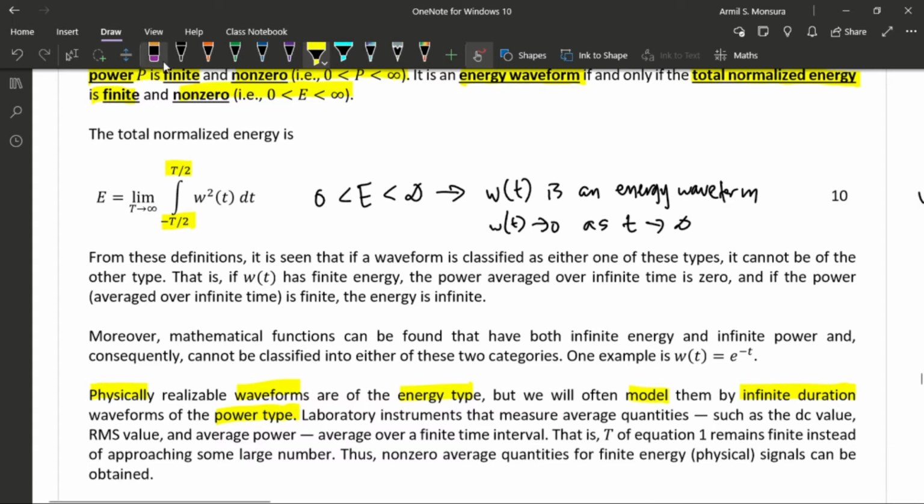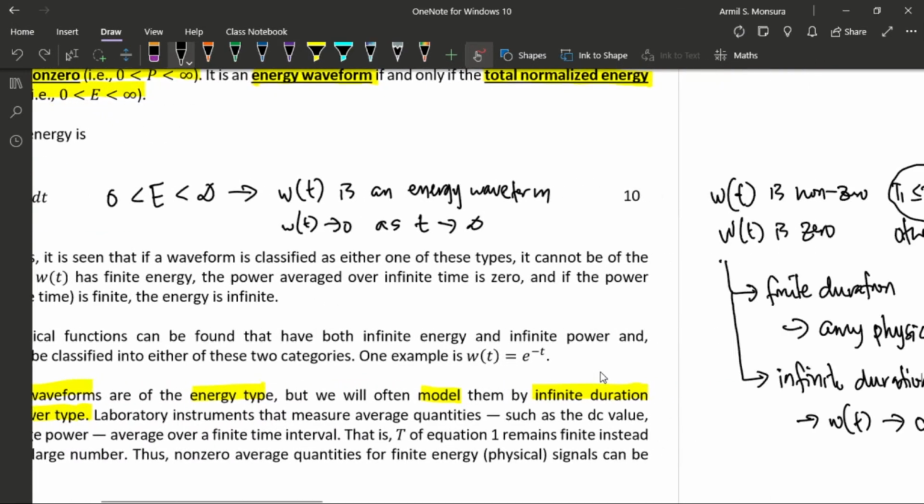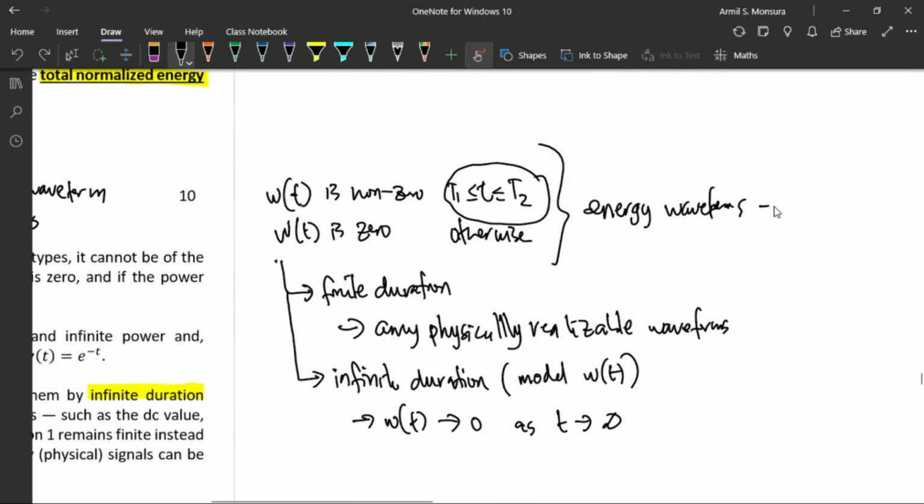Which means that once it is classified as an energy waveform, its average power is now infinite. So if your waveform is classified as an energy waveform, we know that its energy would be finite and non-zero, and its power would be infinite.